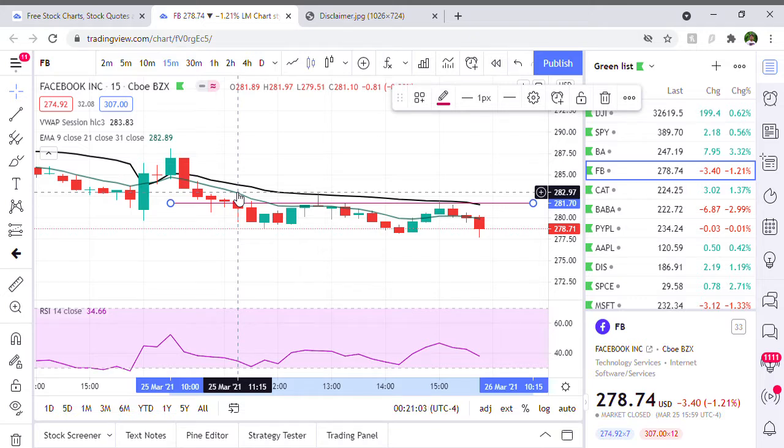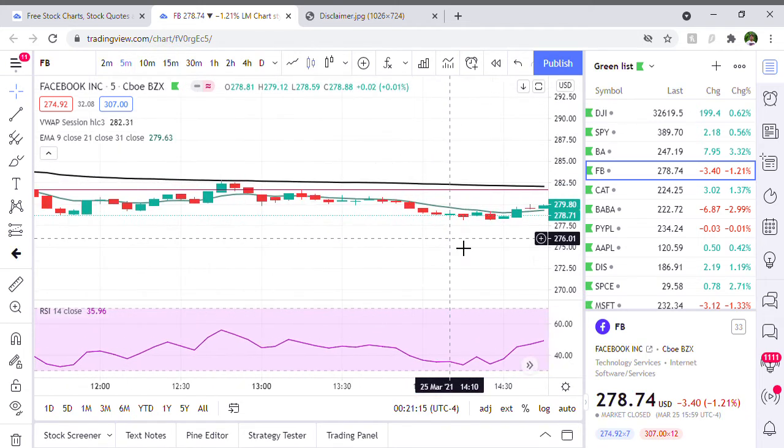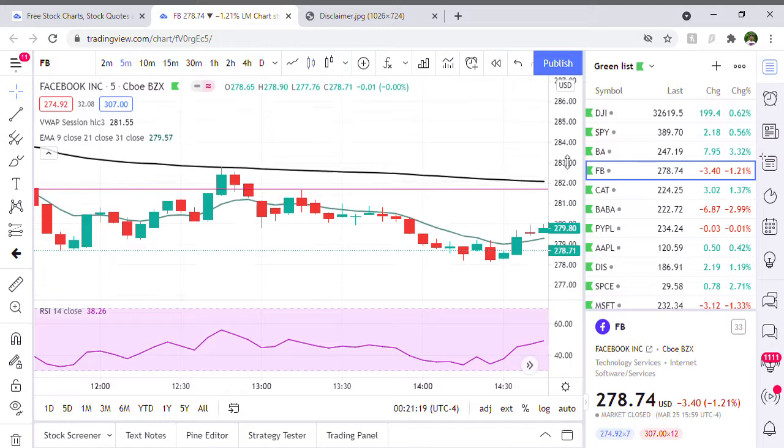Remember, it's not always necessary that it will touch the 9 EMA. It will come, but it will come very close to it. Okay, it will definitely come. So I'll change to 5 minute candles. We were at 10:45 a.m. We have identified our trade at 10:45 a.m.